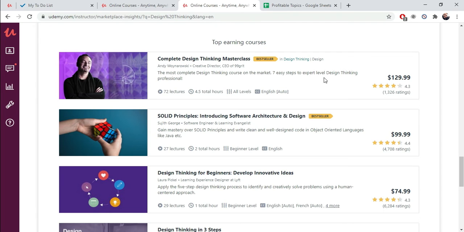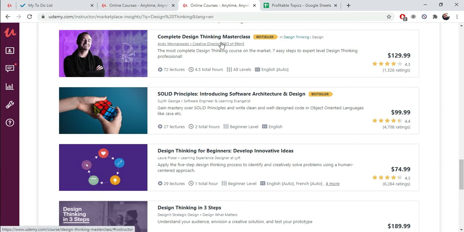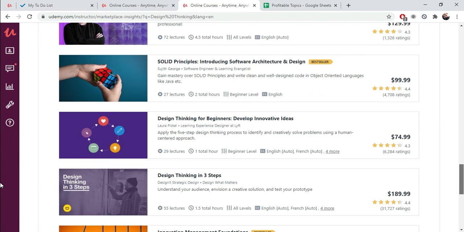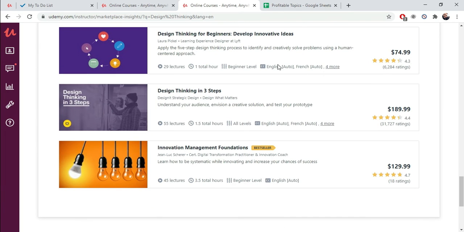7 Easy Steps to Expert Level Design Thinking Professional. Okay, there's 3 keywords there, right? Design thinking, design thinking, design thinking. So the first one is 4.5 hours, 2 hours, 1 hour for beginners, develop innovative ideas. So this is a course topic that you can easily dominate.